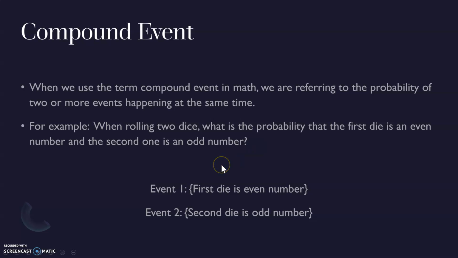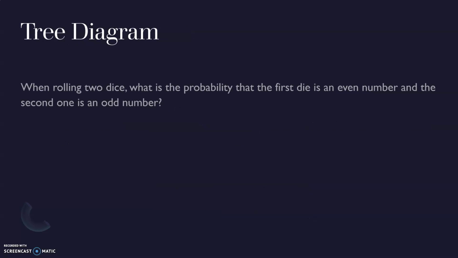Now notice here we have two conditions, so that means two separate events. The first event says the first die is an even number, and the second event says the second die is an odd number. So they are two separate events, and then we can calculate the probability based on these two events. When we do that, we can draw a tree diagram.